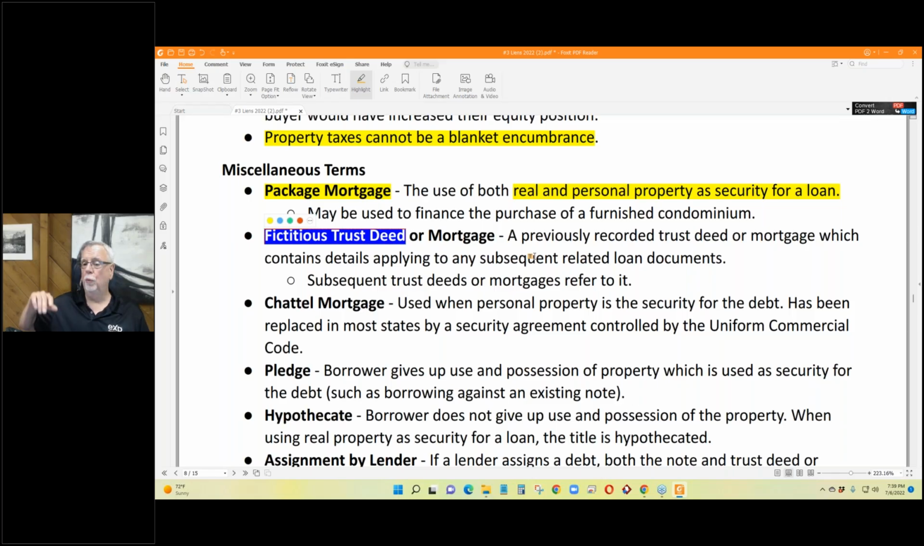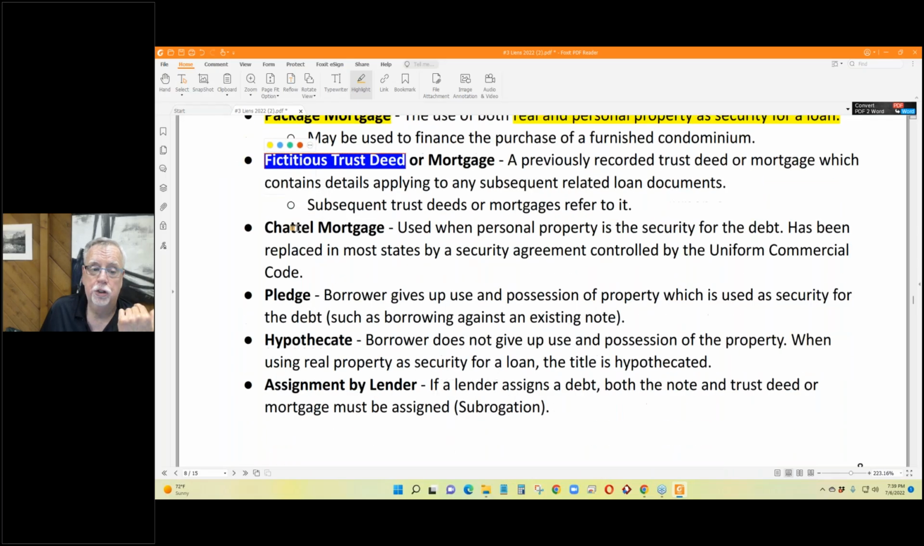And then when you buy the property, they give you a printed copy for your records, but they give you a short form. That's all they record, so that they don't have to spend money on every page to record it. Chattel means personal property. A chattel mortgage is when personal property is the security for a debt.